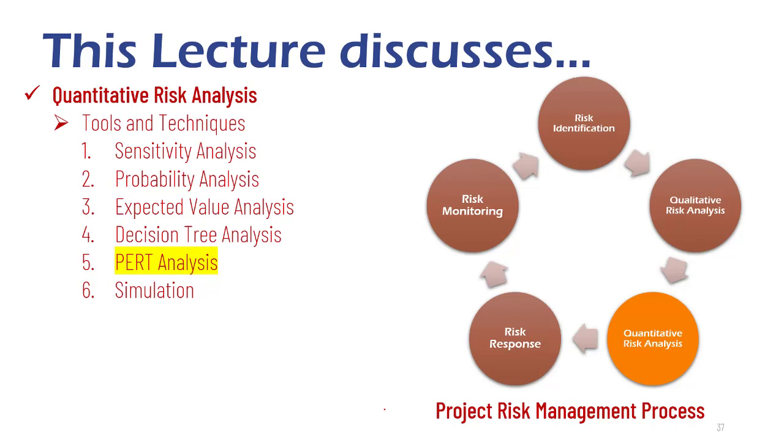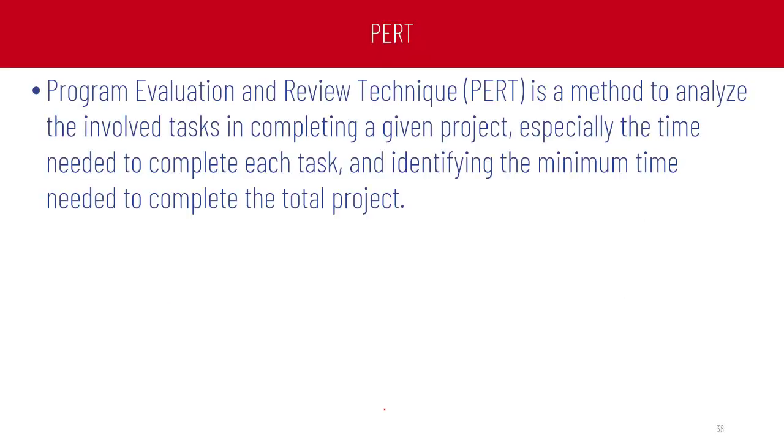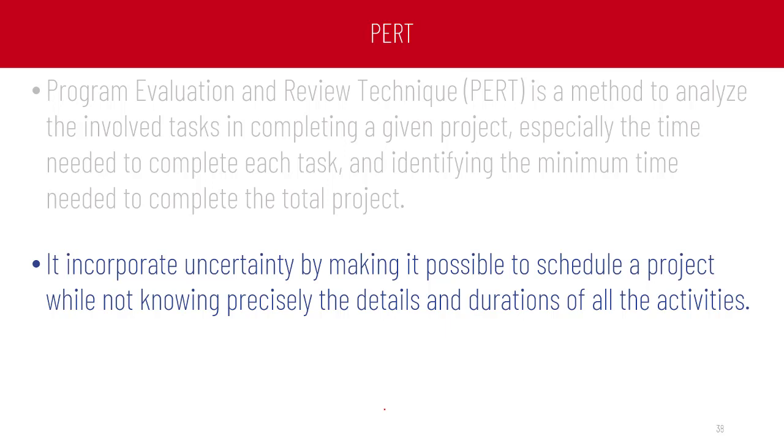Tool number 5, PERT analysis. Program Evaluation and Review Technique is a method to analyze the tasks involved in completing a given project, especially the time needed to complete each task, and identifying the minimum time needed to complete the total project. It incorporates uncertainty, so this is different from the CPM method. It incorporates uncertainty by making it possible to schedule a project while not knowing precisely the details and duration of all activities.